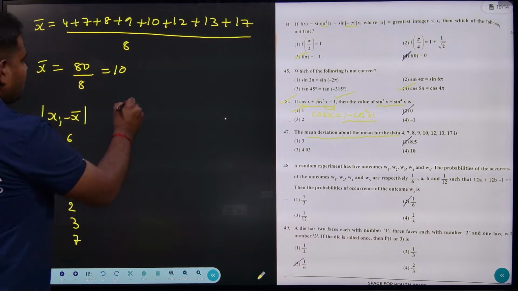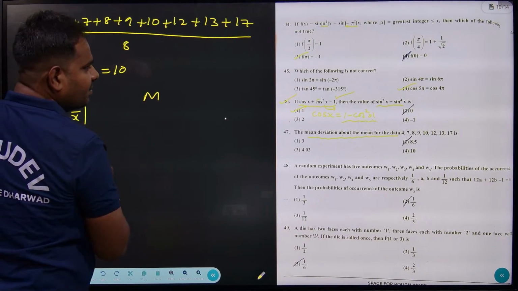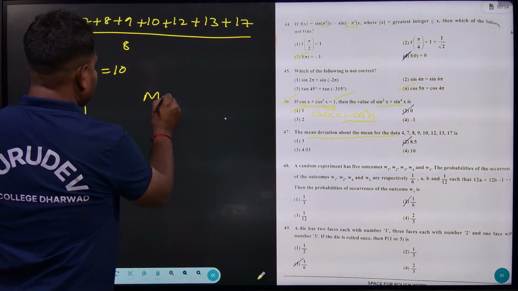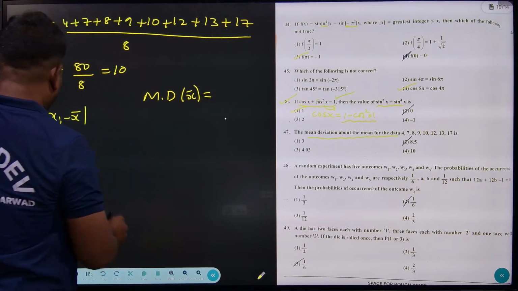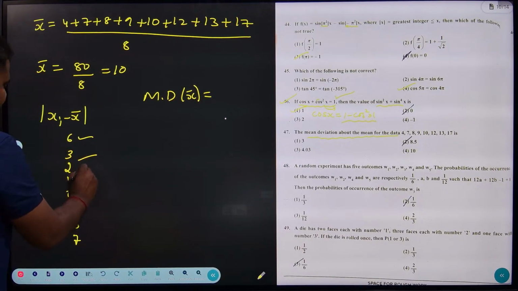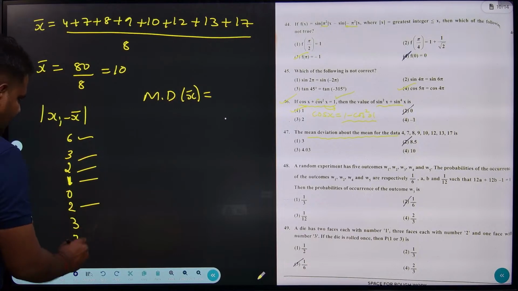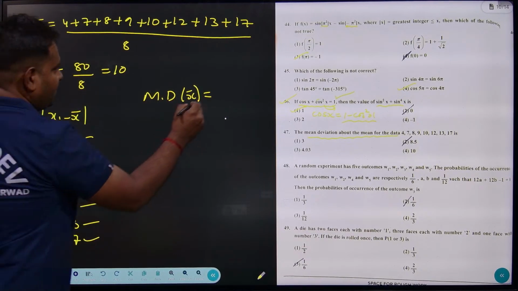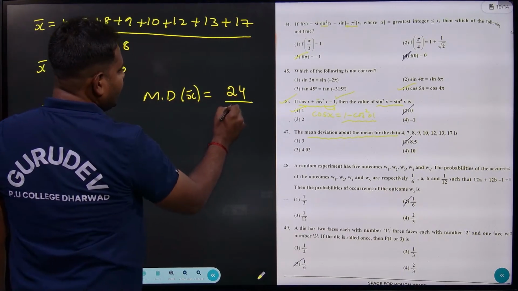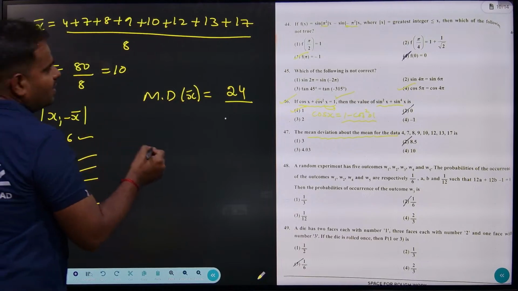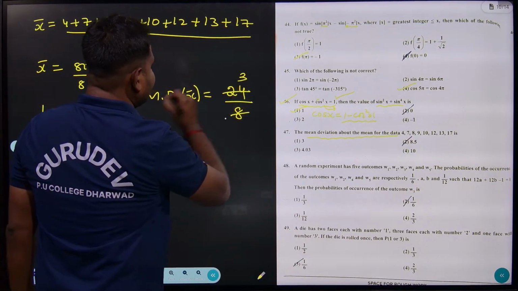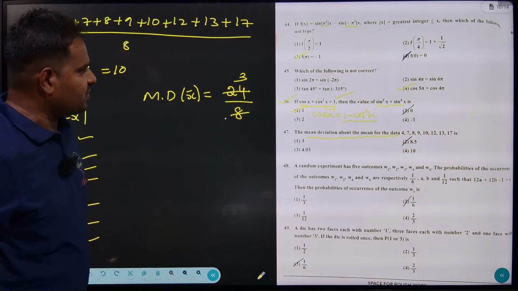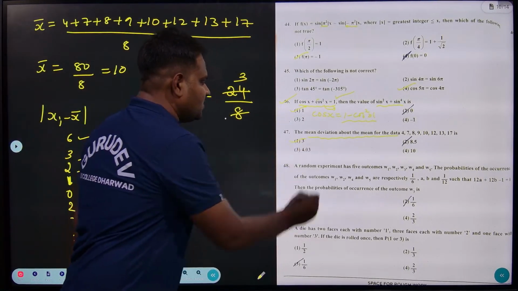Okay. So we want the mean deviation about the mean. So add all this. How much will you get? 9, 10, 11, 12, 14, 14, 21, 24. So 24 divided by n, the number of observations. How many do we have? 8 observations are there. So 8 threes are 24. What is the right answer for this question, students? Option 1 is the right answer for this question.